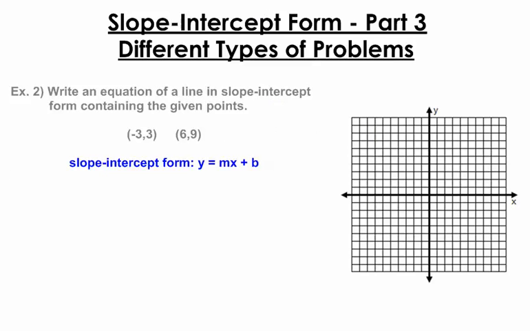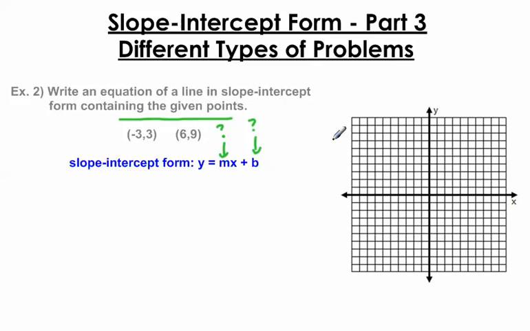It says right here, write an equation of a line in slope-intercept form containing the given points. And so unlike the last problem here, we don't know what the slope is, and we don't know what the y-intercept is. We're not given either one of these bits of information. But we know that the line contains these given points, meaning that the line's crossing both of these locations.